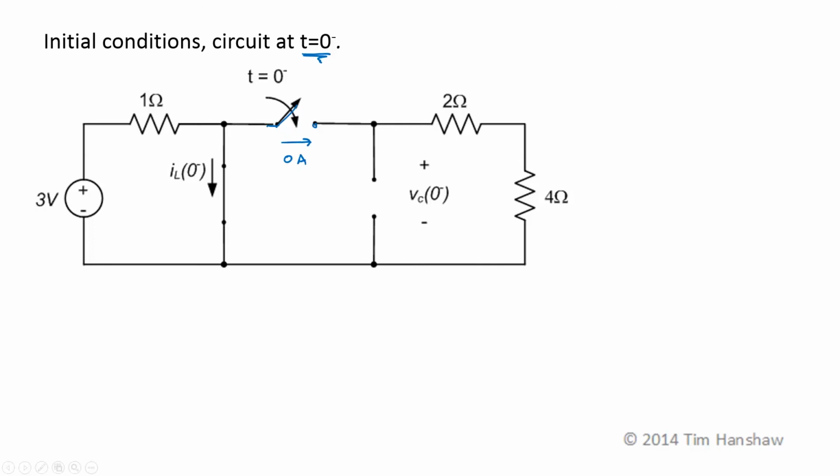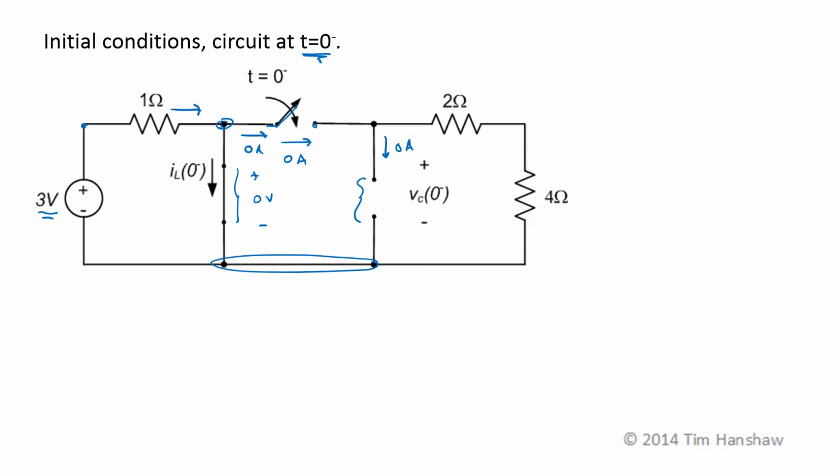Now if this switch has been open for a long time, the inductor will look like a short circuit since the input is constant, and the capacitor will look like an open circuit. So there's no current through the capacitor, and the voltage difference across the inductor is 0 volts. So if this voltage is 0 volts, then this voltage and this voltage are the same. So this current in here is going to be 3 volts minus 0 volts over 1 ohm.